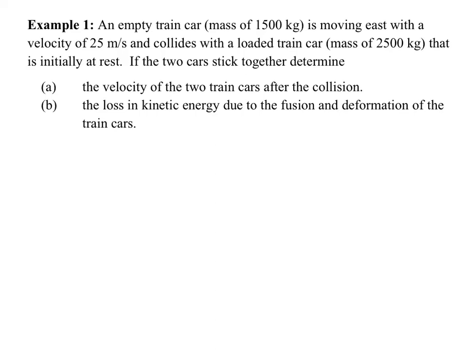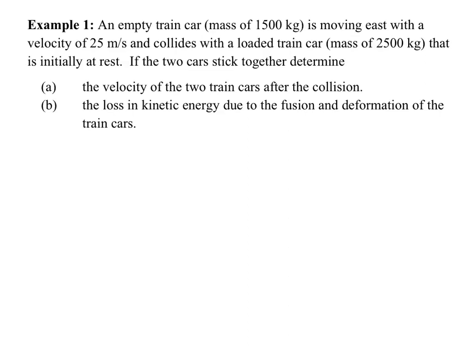So we're going to look in part B for some energy loss. That energy loss has to do with the crumpling of the train and the fact that they stuck together afterward. Maybe the first train car hit it so fast that it kind of wrapped around it and they stuck together as one entity. Okay, so that's what we're trying to figure out in part B. Let's take a look at part A first.